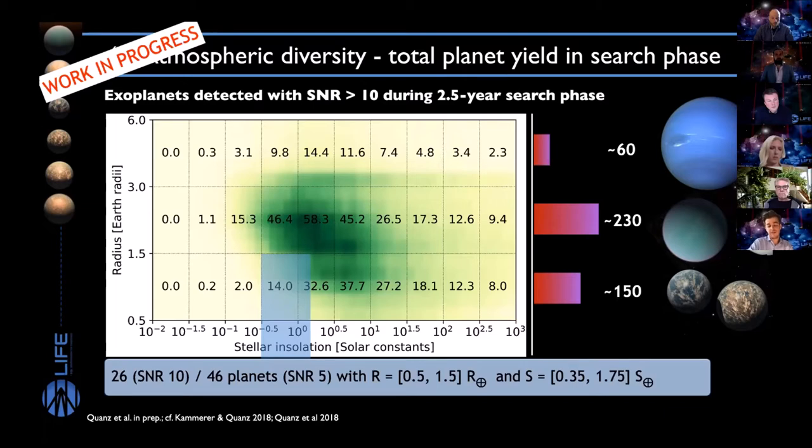I think these are very important numbers to keep in mind: how many planets we will get, even during the search phase, for further characterization. And I will argue in a few minutes why we think 30 to 50 is the good number to aim for in this part of the parameter space. So keep in mind that between, let's say, 30 and 50 seems to be really within reach during the search phase for the mission.